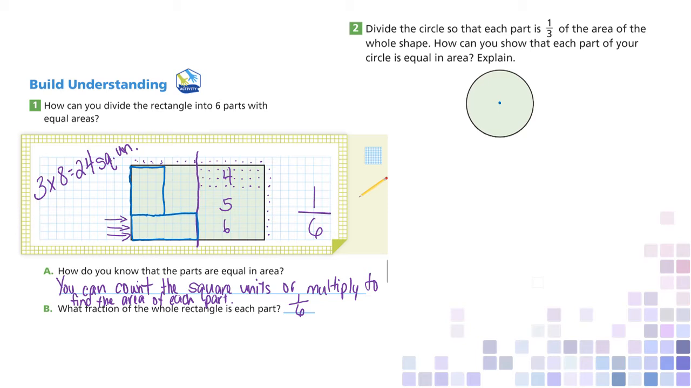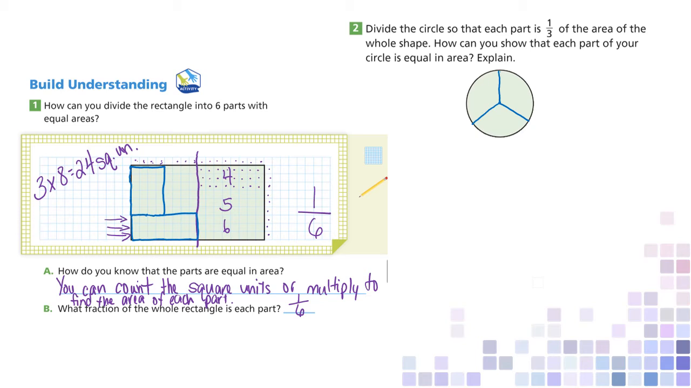So to make 3 equal parts on a circle, a good trick is to find where you think the center is, and then you can make either a Y or an upside down Y. And then you would have equal parts, or as close to equal parts as you can get, okay?